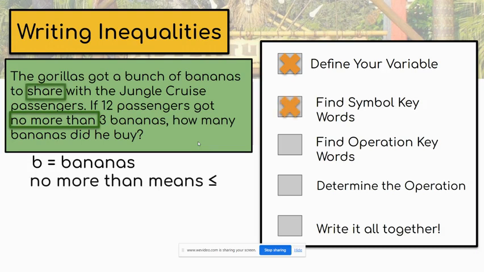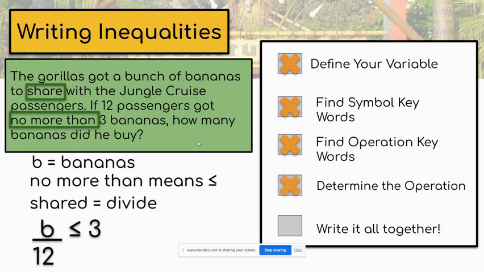If we're sharing this, we're typically talking about division. So sharing is dividing. So I'm going to say B, the total number of bananas, divided by my passengers, has to be less than or equal to 3. We're sharing all these bananas, so I'm dividing my total number of bananas by my total number of passengers, and it has to be less than or equal to 3.